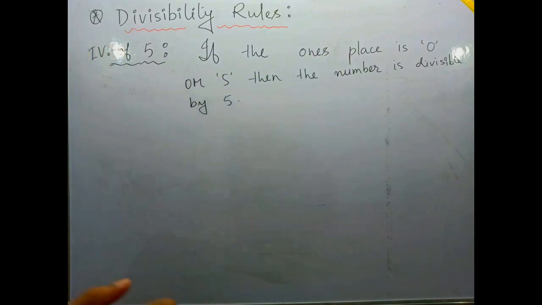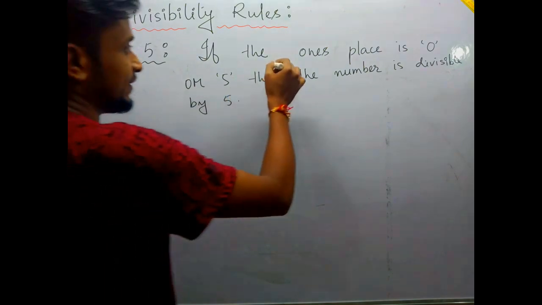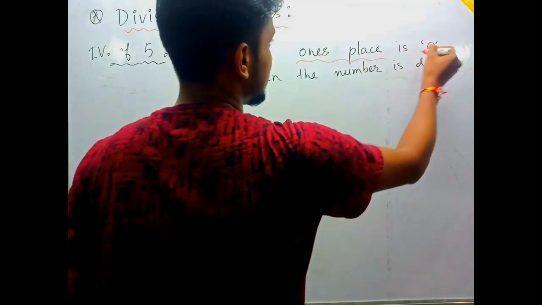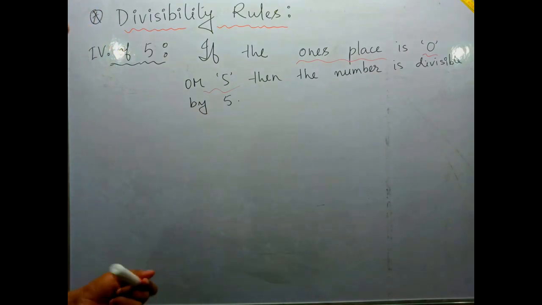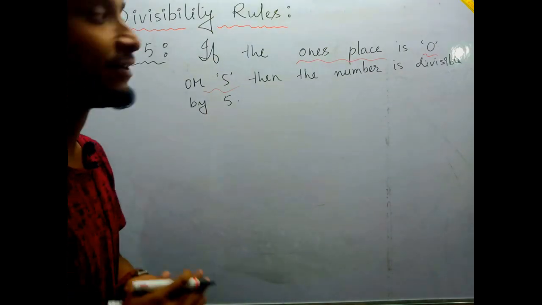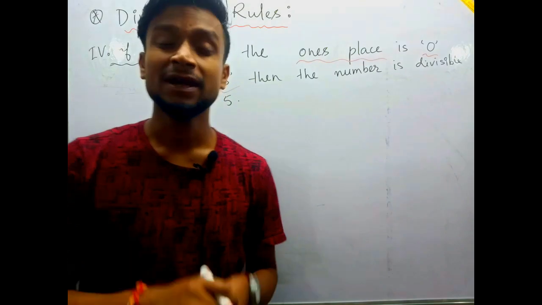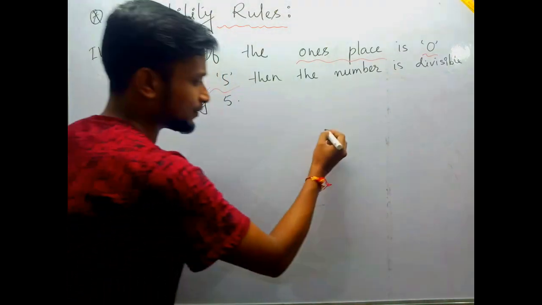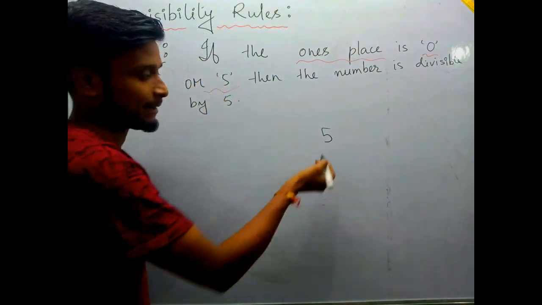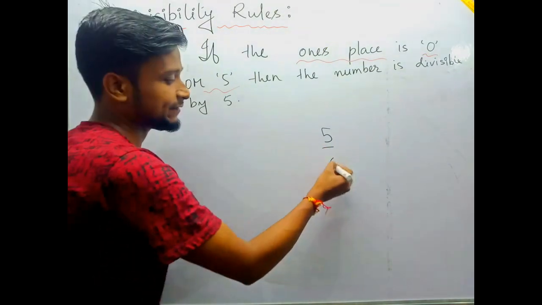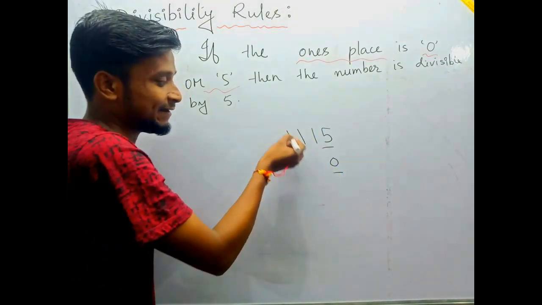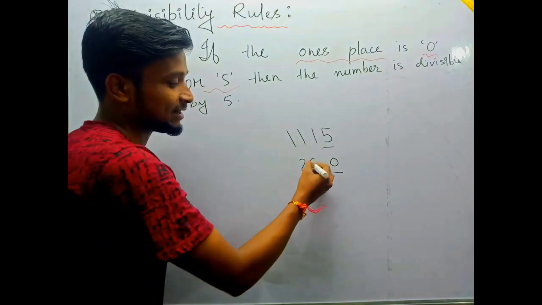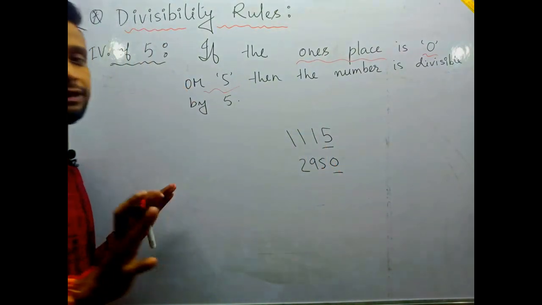So what is the divisibility rule of 5? The divisibility rule of 5 is, if the ones place is 0 or 5, then the number is divisible by 5. Very simple, right? We just need to look at the last place. No matter what is in the rest of the places, it does not depend on them.